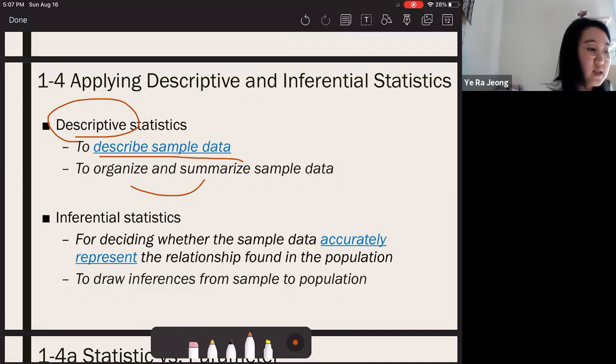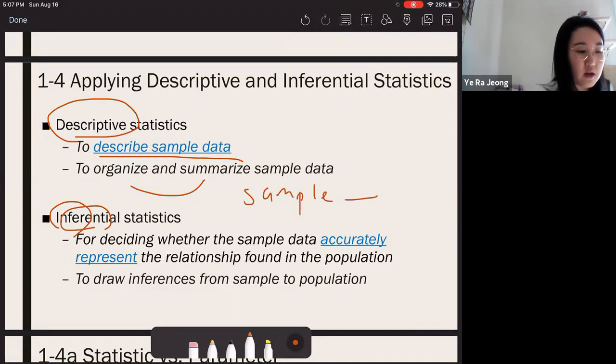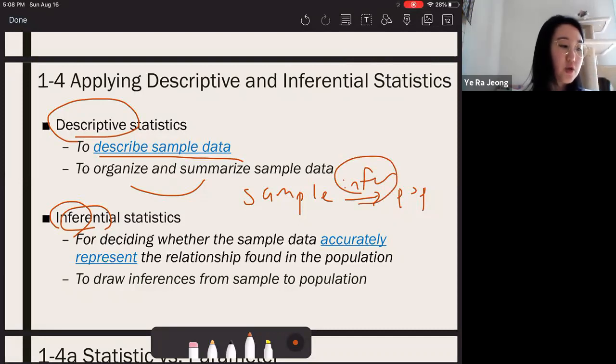Another type of statistics is inferential statistics. We're trying to make an inference, right? Remember, we use sample data to make an inference about the population. This process was called inference. So inferential statistics is used to decide whether we can make a generalization, whether we can make an accurate inference about the population based on what we found from the sample.